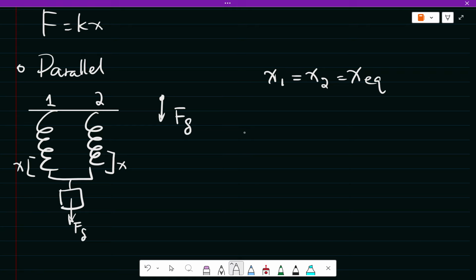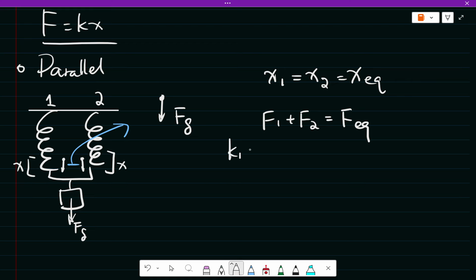Then on each spring, we will experience a downward force. Taking them together, if we sum these two forces up, we should get the total downward gravitational force. Therefore, F1 plus F2 is equal to F total, or we will say F equivalent. Since F is equal to kx, we will say k1 x1 plus k2 x2 is equal to k equivalent x equivalent.